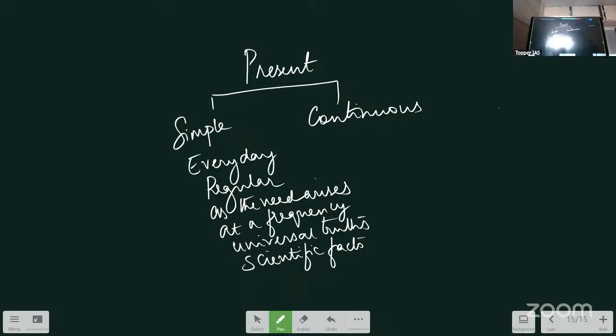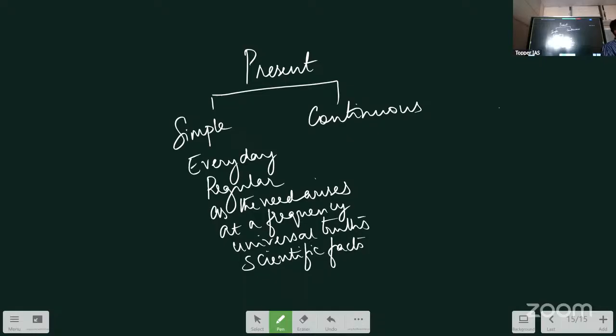Every day means daily. Regular means we don't do it every day, but we do it. As the need arises, only if there is a need. I will not do it if there is no need. At a frequency. What do you mean by frequency? Frequency means something that repeats after a time gap. Something that repeats after a time gap.